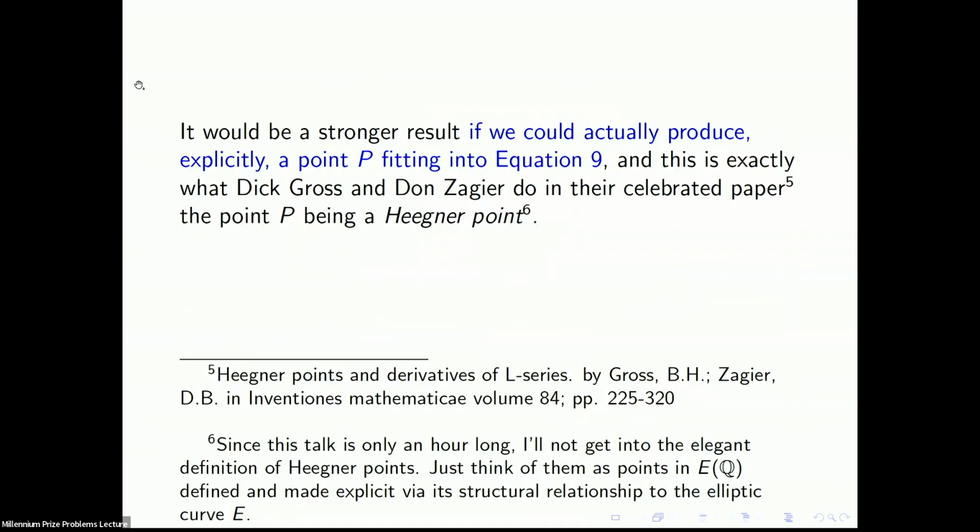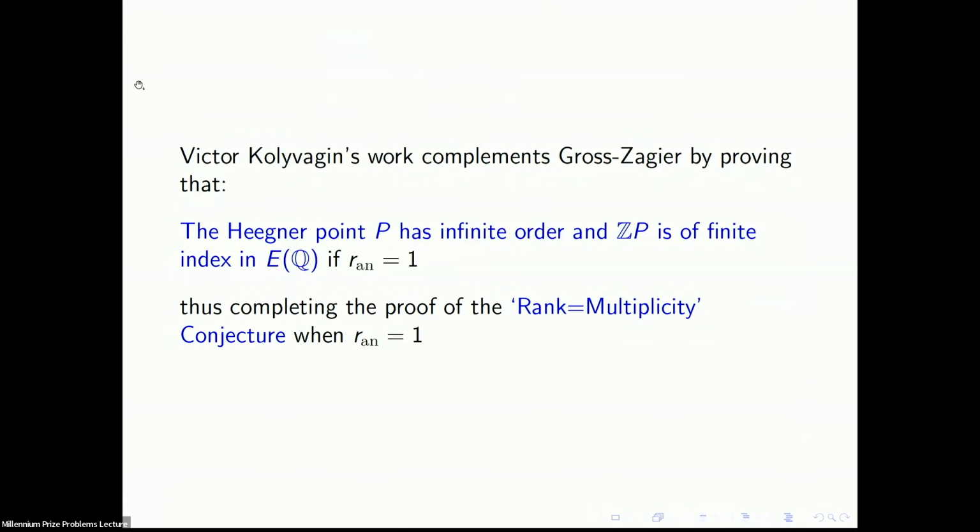Now, it would be a stronger result if we could actually produce explicitly a point P fitting into that equation. And as I say here, this is exactly what Dick Gross and Don Zagier do in their paper, the point being a Heegner point. I have some footnotes here. Since this talk is only an hour long, I'll not get into the elegant definition of Heegner points. Think of them as points in E of Q defined and made explicit via their structural relationship to the elliptic curve. Now, Kolyvagin's work complements Gross and Zagier by proving that the Heegner point P has infinite order, and the group it generates in the group of rational points has finite index if the analytic rank is 1. And that is what completes the proof of the rank equals multiplicity conjecture when the analytic rank is equal to 1.